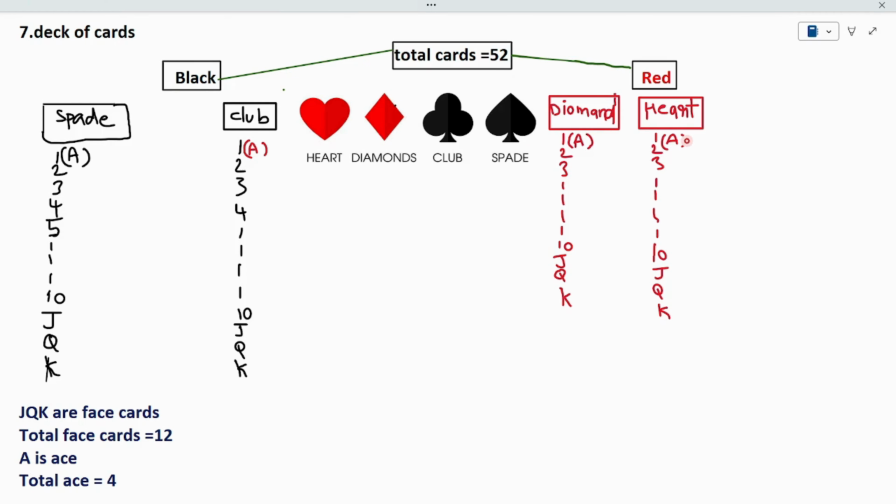And the numbered cards are 10. Total 10 numbered cards, 1, 2, 3, 4 and so on up to 10. So spade also has 10 numbered cards, club also has 10 numbered cards, diamond also has 10 numbered cards, heart also has 10 numbered cards. Along with the number cards, there are 3 face cards, which are J, Q, K. Spades also have 3 face cards, clubs 3 face cards, diamond 3 face cards, heart also 3 face cards. Total we have 12 face cards. J means jack, Q means queen, K means king. Total I have 4 jacks, 4 queens, 4 kings, 4 aces.